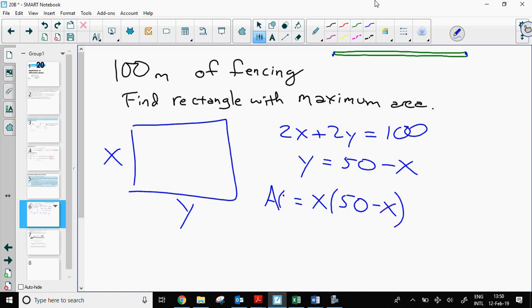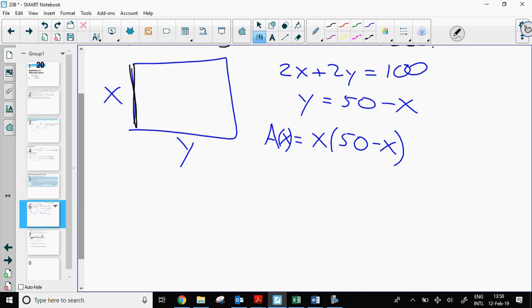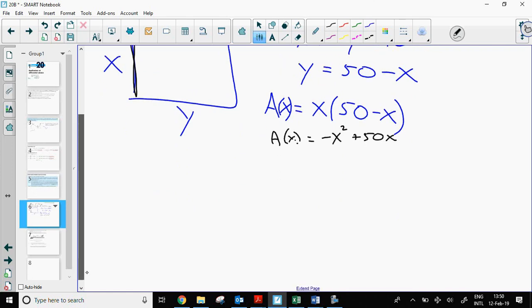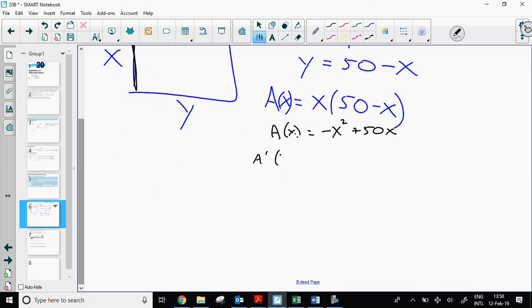You might see this written as A of x, and that's because this is the area as a function of whatever this side length is. And we want to maximize that area. How exciting. I could use the product rule here, but it's probably a little bit easier to just distribute first. So A of x is going to be equal to negative x squared plus 50x. We could take the derivative at this point. A prime is equal to negative 2x plus 50.